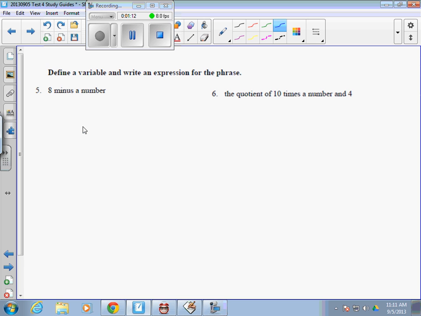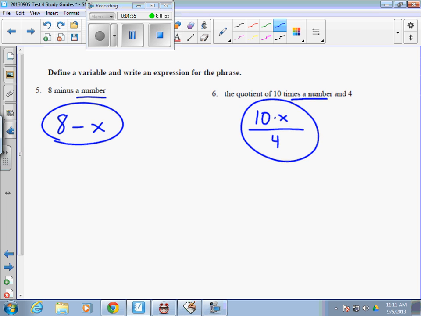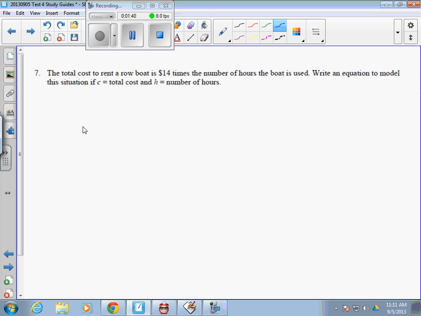Then 5 and 6 are the same thing. Instead of them giving you a letter to use as a variable, you're going to define your own. We'll use X to make it easy. 8 minus a number. The number is the unknown, that's the variable X. The quotient of 10 times a number and 4. 10 times a number, that's the unknown, and it's the quotient of those and 4. So 10x divided by 4, or 10 times x divided by 4.